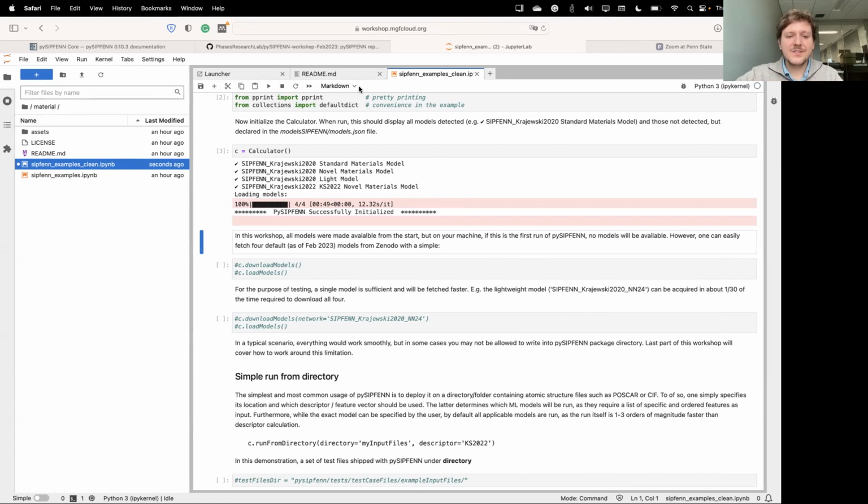Also, to elaborate on that a bit, since all of the models are already downloaded, if you tried to run it, it would just tell you that all of them are there. And if you were to try to fetch a very specific model, like for example, this is the light model, and you're having trouble with your storage size but still want to run PySIPFENN, you would want to run this command here. That would fetch only this one, and it's about only 1/30 of the size of all four.